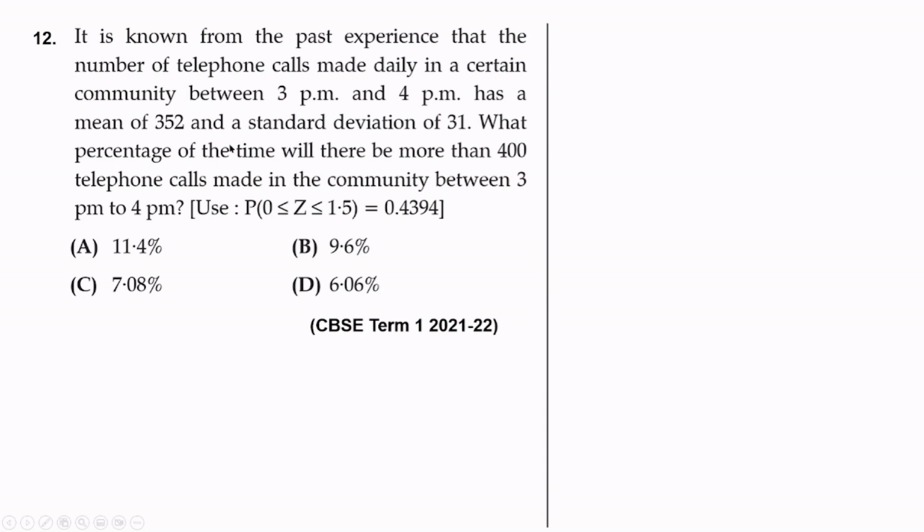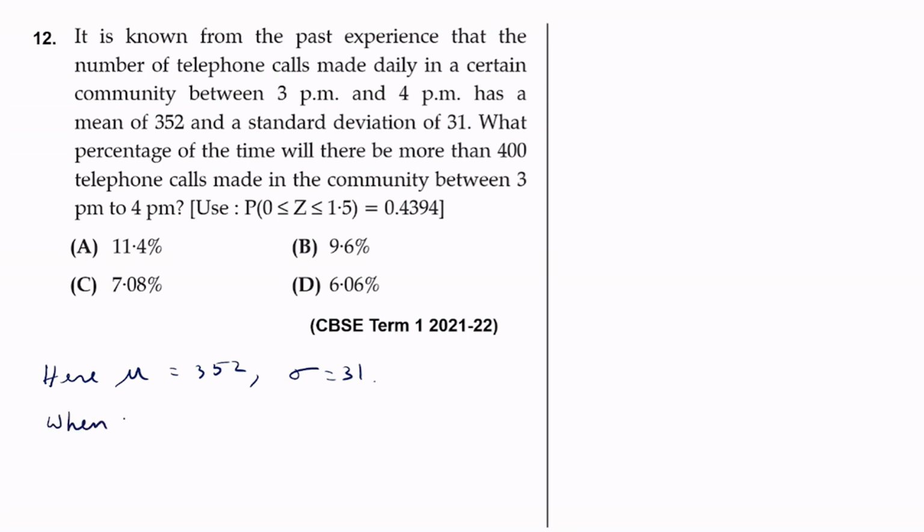So here we can see that the number of telephone calls made in a community between 3 p.m. and 4 p.m. follows a normal distribution with mean of 352 and standard deviation of 31. We have to find the percentage of time there will be more than 400 telephone calls made in this community between this time. That is, we have to find probability of X greater than 400. So here mu is 352 and sigma is 31.